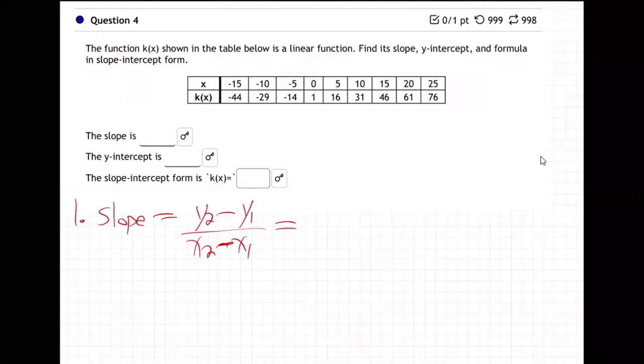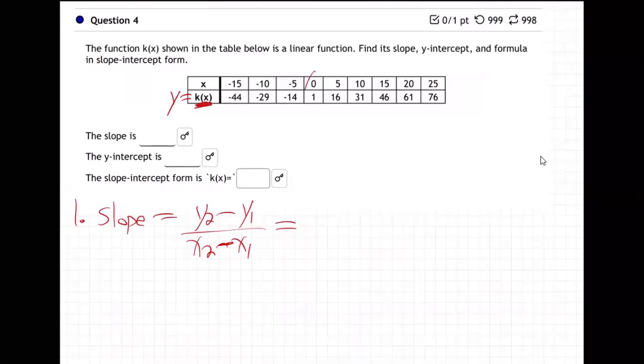Oh, by the way, this is y here. Functions like f of x, or in this case, k of x, that's your y. Functions are always y. That's by common agreement in the math science world. So functions are always your y.